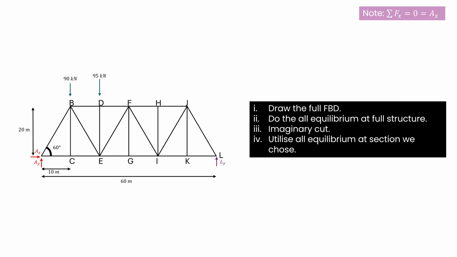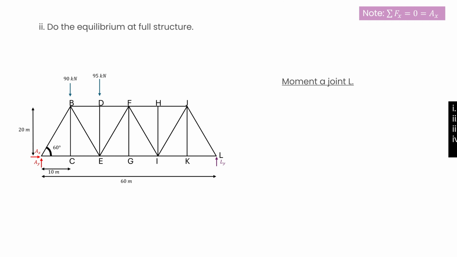So the first one, we need to draw the free body diagram of the full structure. Next, we need to do the equilibrium of the full structure. Third, we need to remove the side that we don't want to use. And then lastly, we need to do equilibrium at the side that we choose. Let's look at the left side.